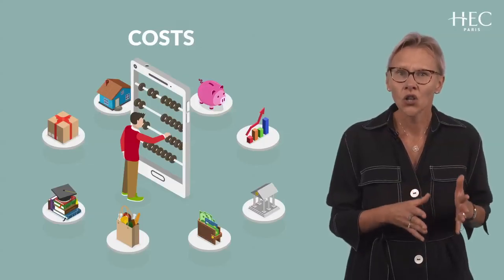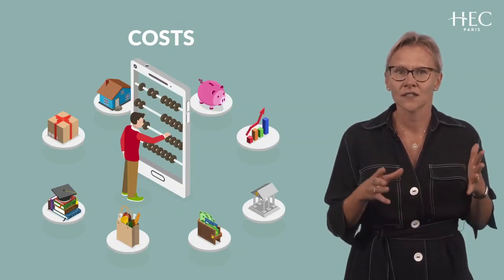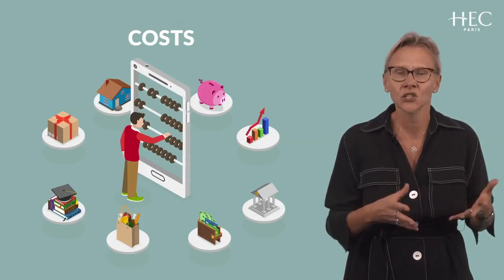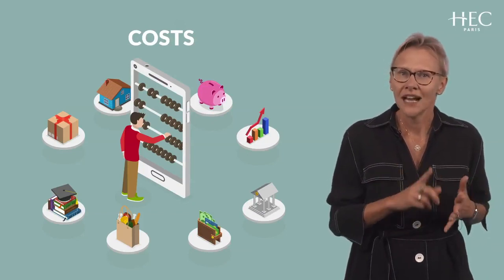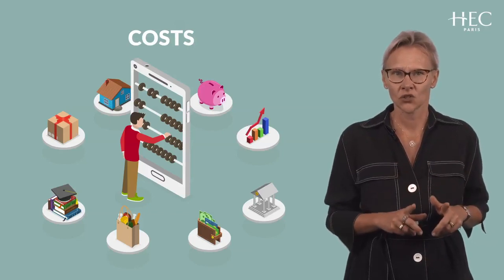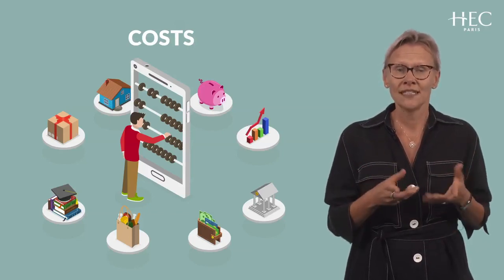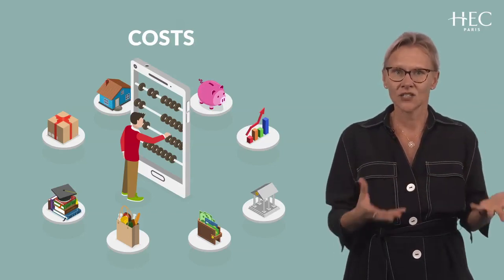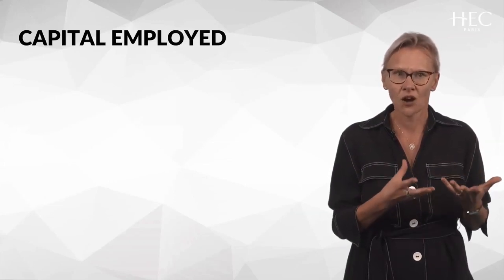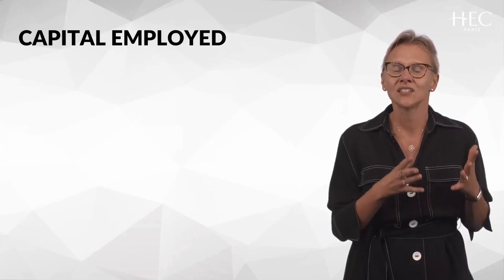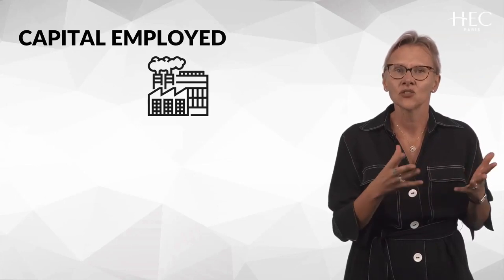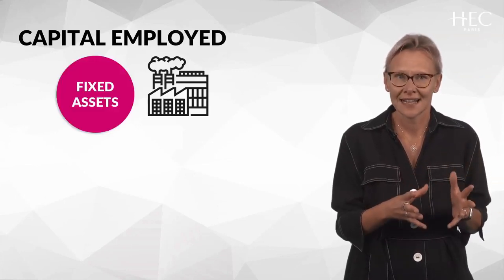Costs include all the costs incurred by the company, such as salaries, invoices paid for raw materials, production, energy, transportation, and so on. But the value architecture doesn't only imply costs. To run the company, you also need machines, trucks, computers, inventories. All this together is called the capital employed.